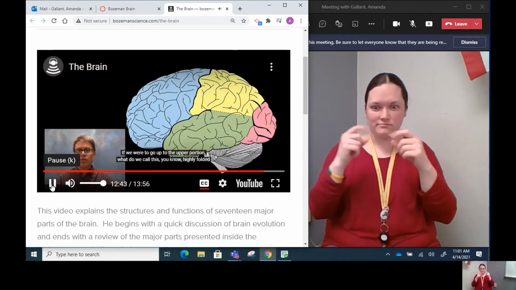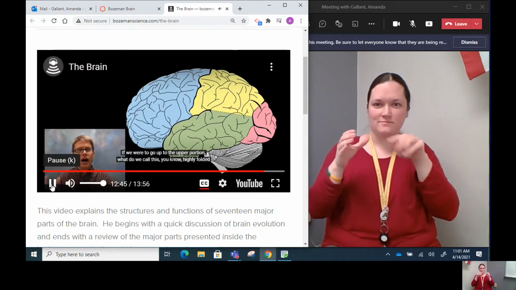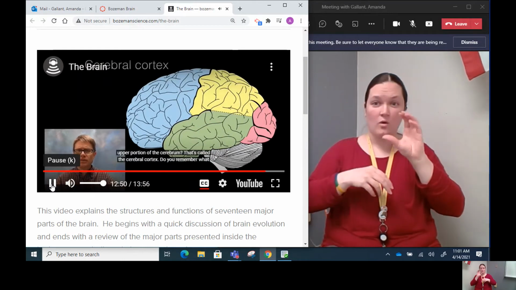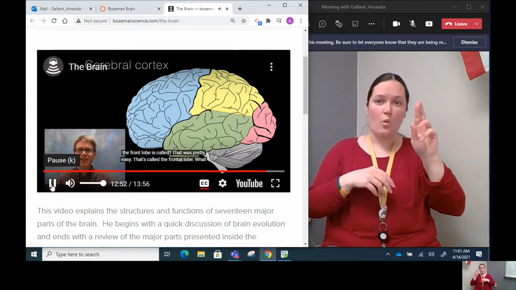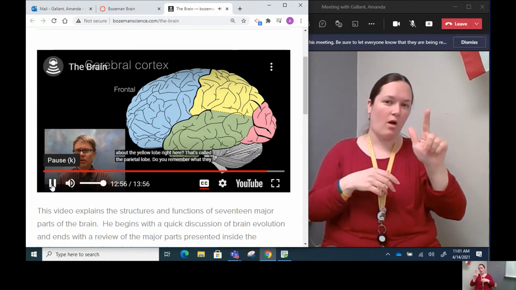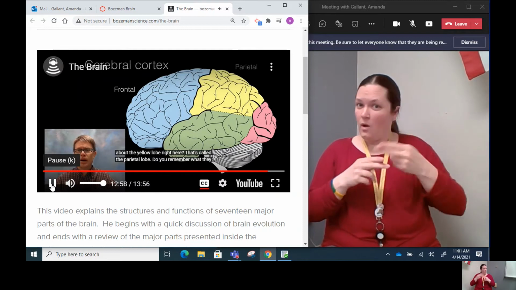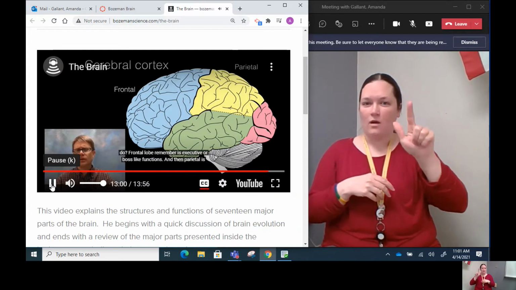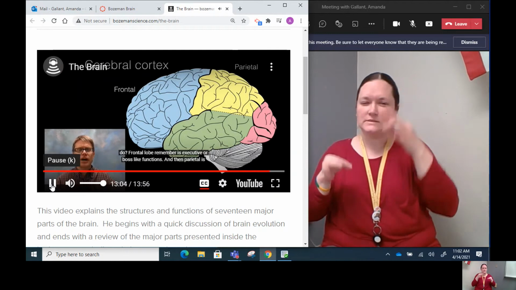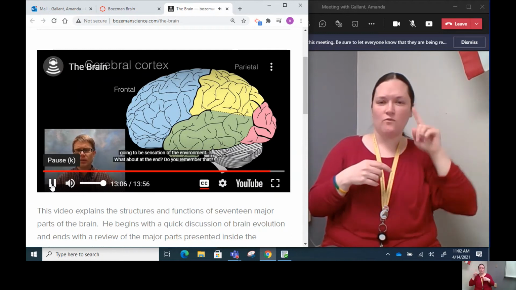If we were to go up to the upper portion, what do we call this highly folded upper portion of the cerebrum? That's called the cerebral cortex. Do you remember what the front lobe is called? That was pretty easy. That's called the frontal lobe. What about the yellow lobe right here? That's called the parietal lobe. Do you remember what they do? Frontal lobe, remember, is executive or boss-like functions, and then parietal is going to be sensation of the environment.